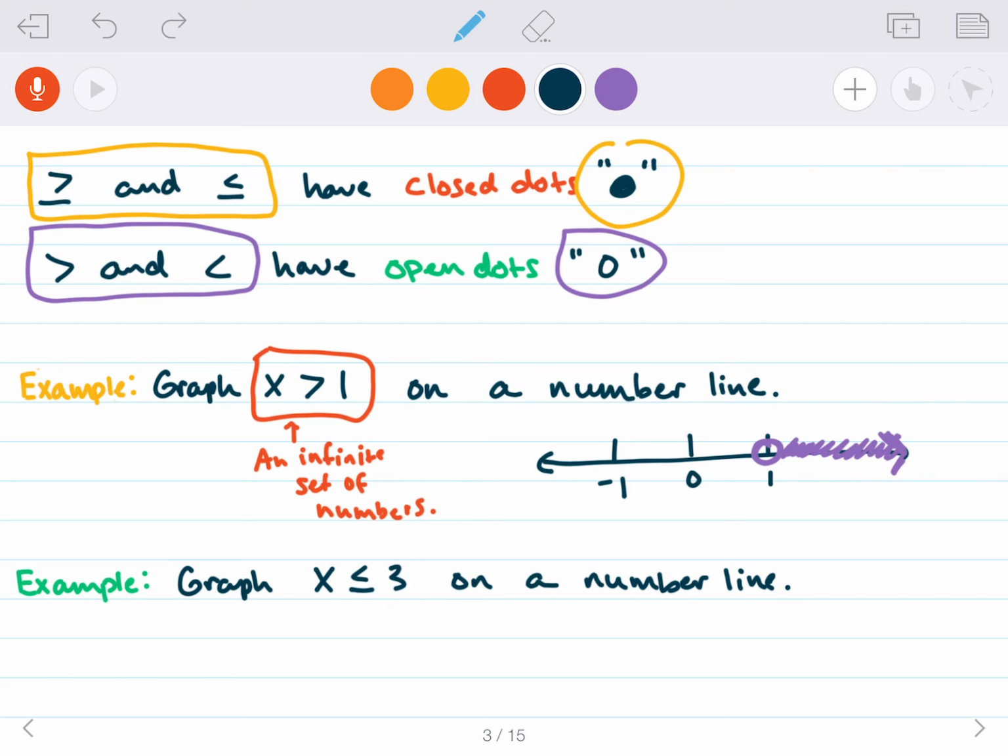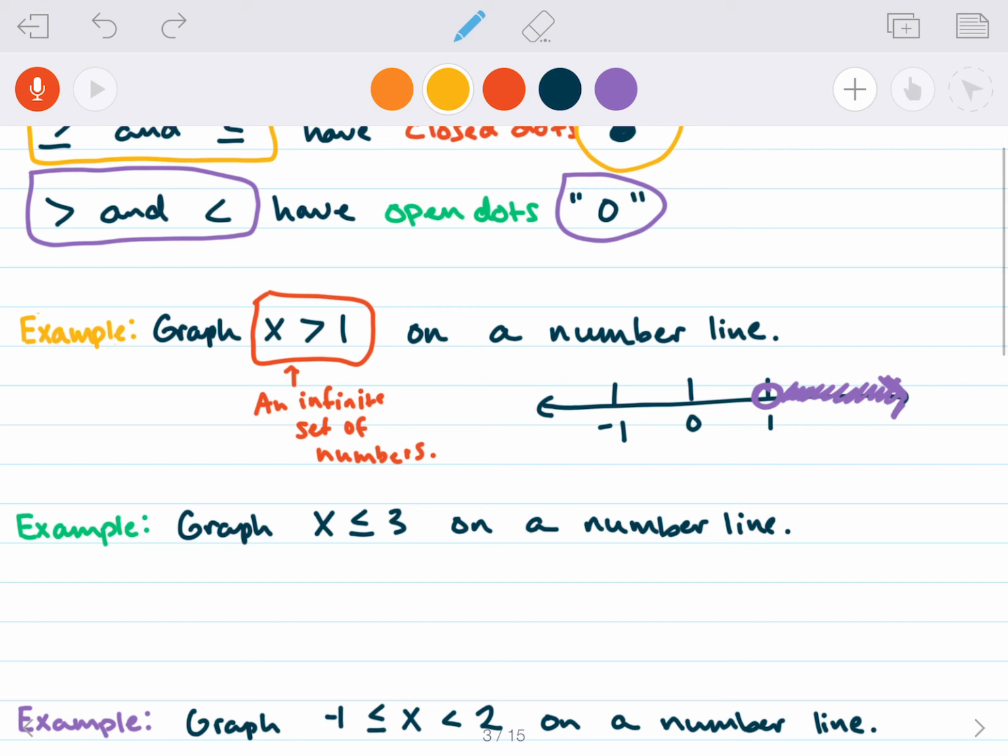And we put the open dot there because we're saying, hey, I'm not including this number 1 in the set. But everything that's really close to 1, like, for instance, 1.000000003, is in the set, but 1 actually is not in the set. It's pretty cool. All right, let's go ahead and look at the next one.